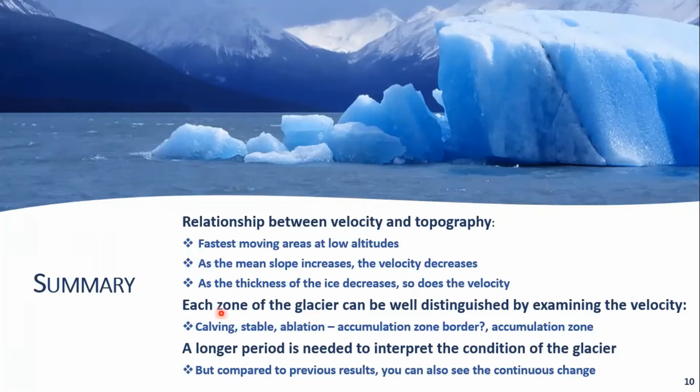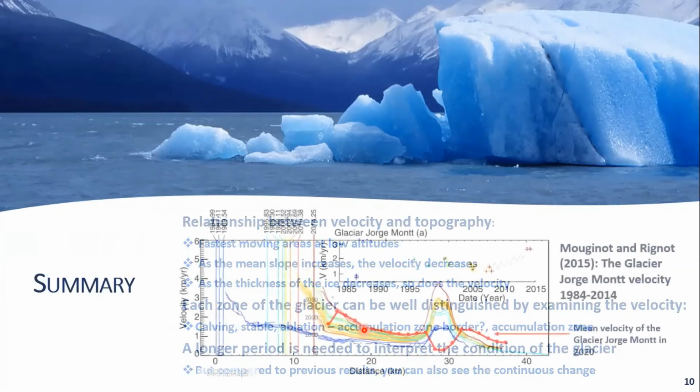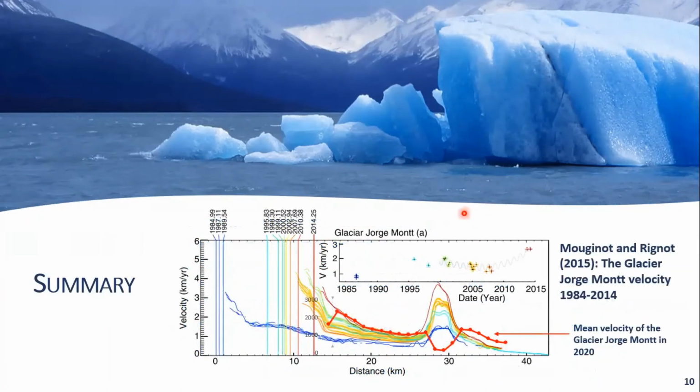And we could well distinguish each zone of the glacier by examining the velocity. So we could distinguish the calving zone, the stable zone, the accumulation zone, and also maybe the ablation and accumulation zone border. And to say something about the condition of the glacier, we need to do more research. We need to examine a longer period.